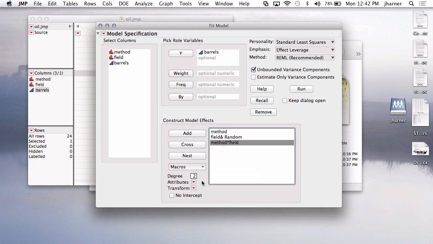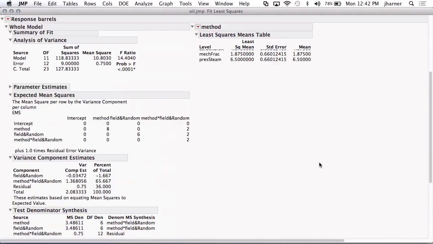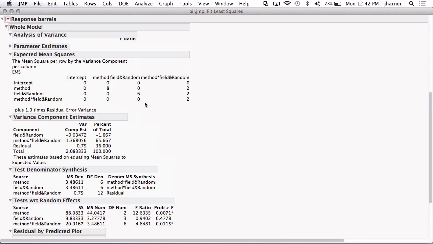And the interaction, if an interaction contains a random term, it's random. So it's also random. And I'm going to do the traditional method. Let's keep this dialog open and let's look at it. So when we do the analysis of variance, you see, these terms are those coefficients, right? The 8, the 6, the 2, and 2. Those are the coefficients, the NAs and the NBs and the Ms.